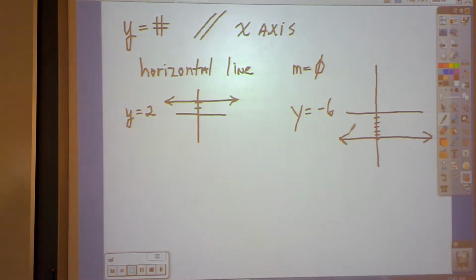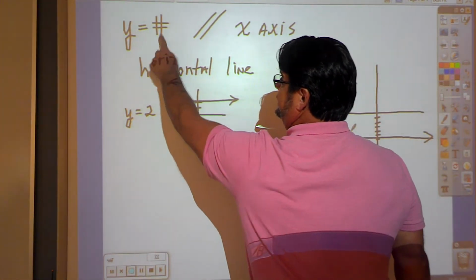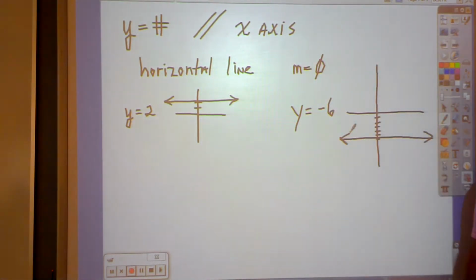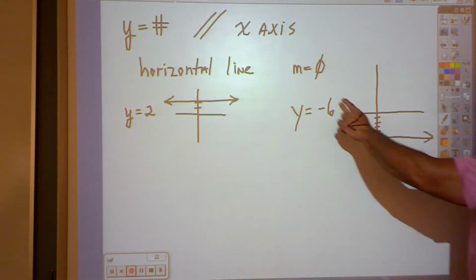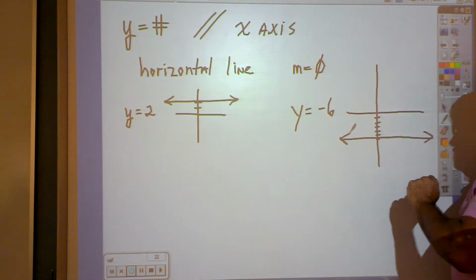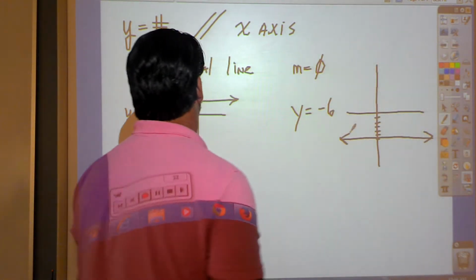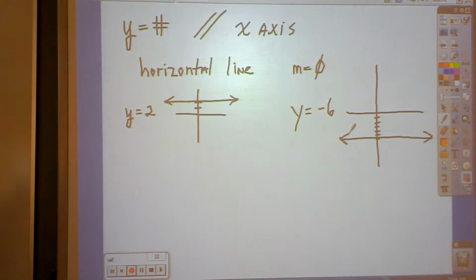Now the difference between these problems and y is equal to mx plus b is that y is equal to mx plus b has a number, then it has x, then it has another number, and it has a y in front. This is just y is equal to a what? Just a number. No x, no b, no anything. Just a number. If y is equal to a number, then you have no slope, and it is a horizontal line. So nothing comes out like y is equal to 4, y is equal to -1/2, y is equal to 3, y is equal to 107.